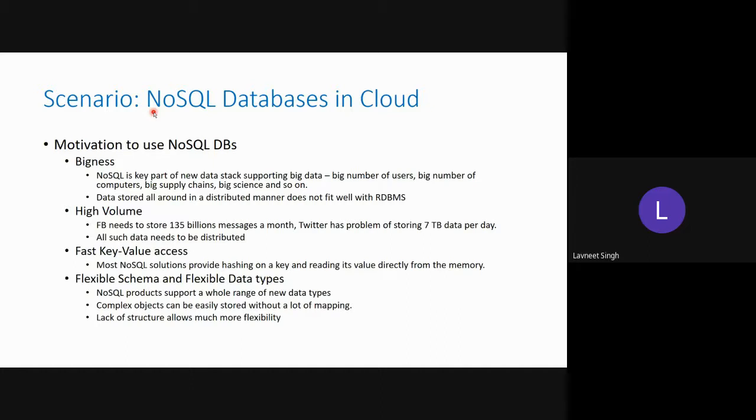So don't assume NoSQL database is the right choice for a particular situation that you're trying to find a solution for.